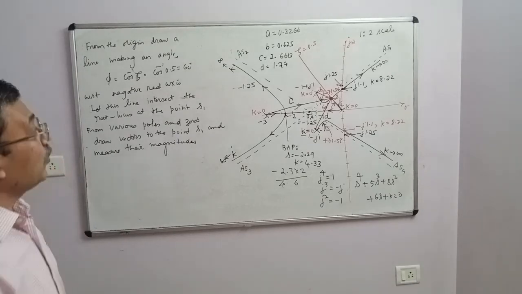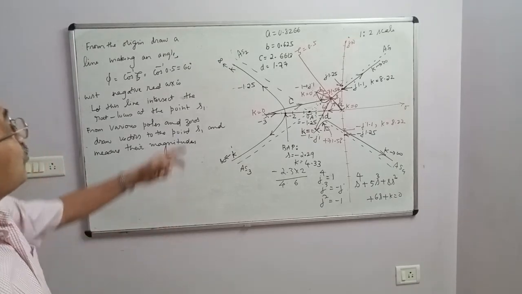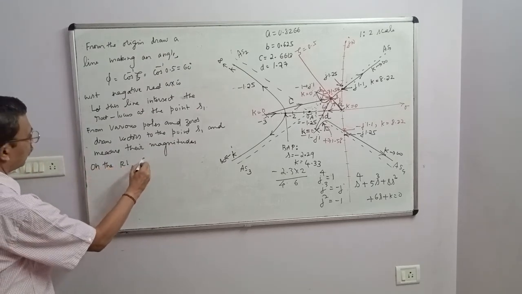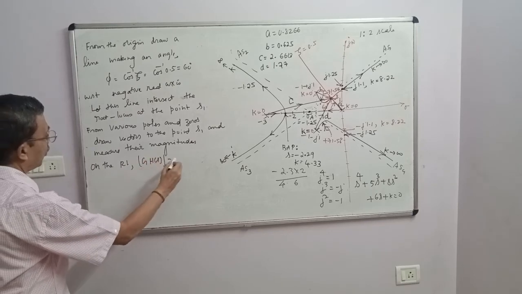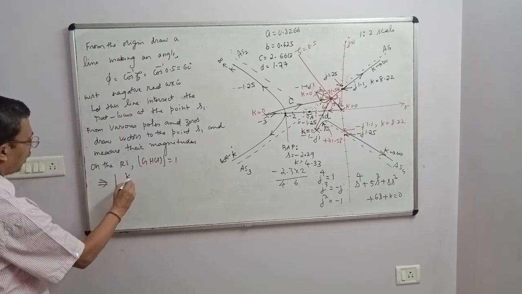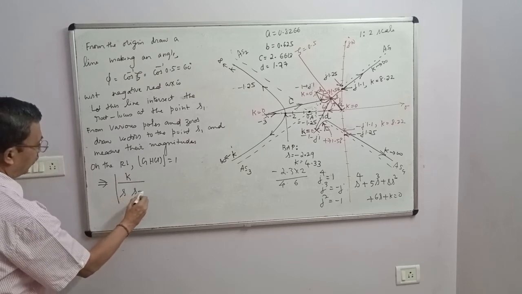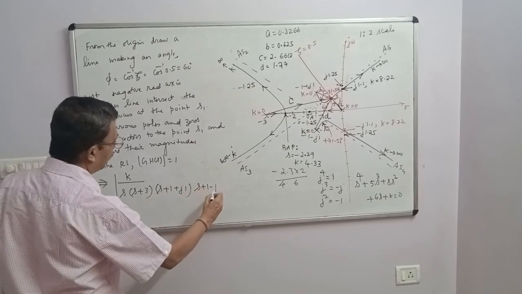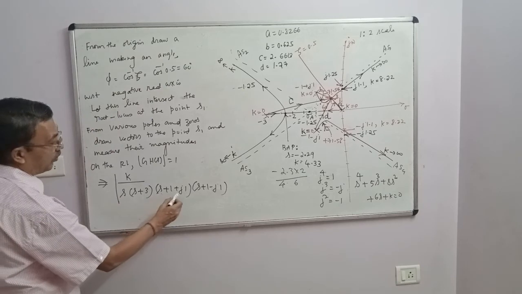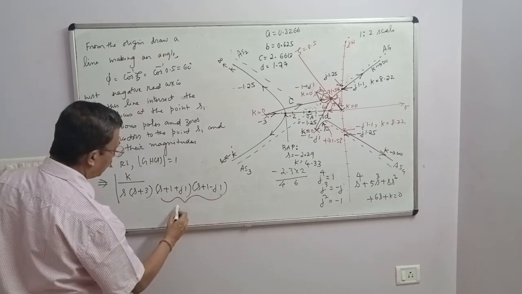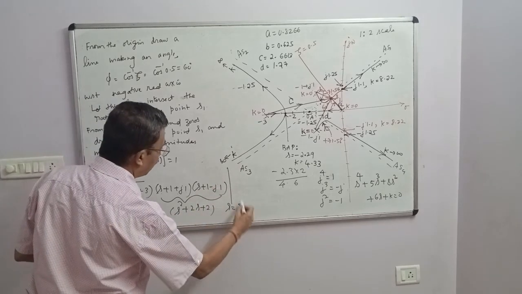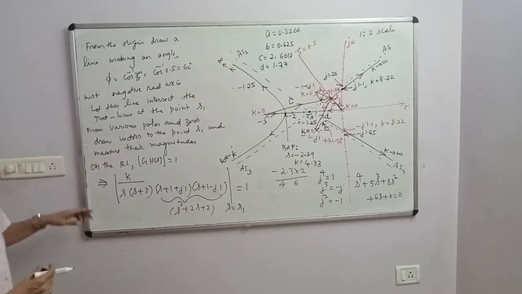Now we have to find the value of K that will give zeta is equal to 0.5. On the root locus, magnitude of GH of S is equal to 1. This implies modulus of K divided by S into S plus 3, S plus 1 plus j1 into S plus 1 minus j1. Please note, S plus 1 plus j1 into S plus 1 minus j1 will give you S square plus 2S plus 2. This magnitude at S equal to S1 should be equal to 1. On the root locus, modulus of G of S, H of S is equal to 1.